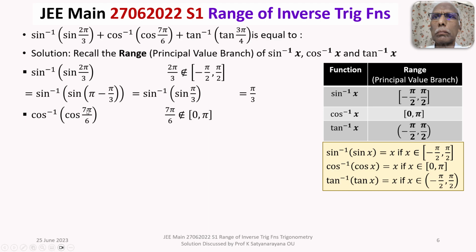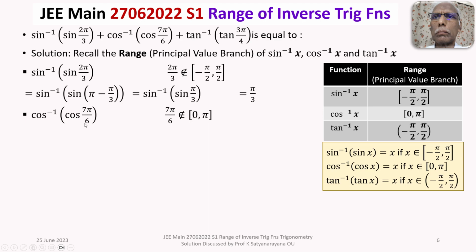But we look at 7 pi by 6. We look at 7 pi by 6. Agreed? So, where will cos be positive? Cos will be positive in the fourth quadrant.